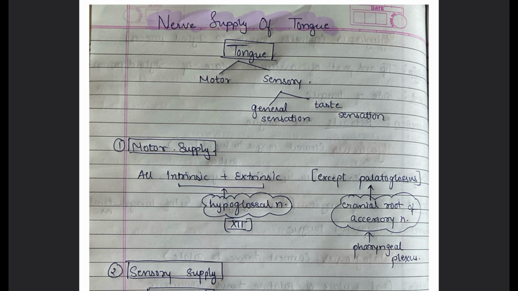Today we are going to study a very simple and very important topic, that is the nerve supply of the tongue. It is a very frequently asked topic in examinations. So let's get started. Tongue has two supplies, that is a motor and a sensory supply. Sensory supply is further divided into general sensation and taste sensation. The taste receptors come under taste sensation, and pain, temperature and all come under the general sensation.